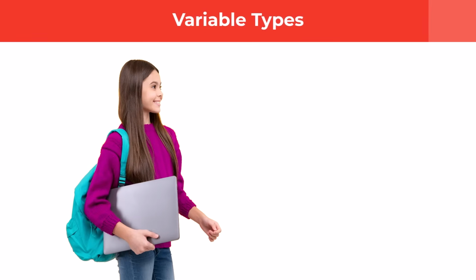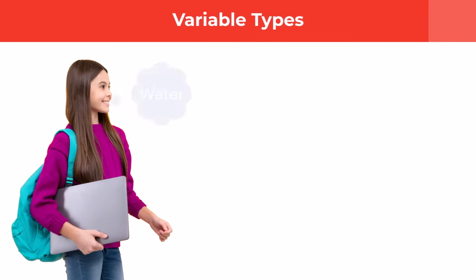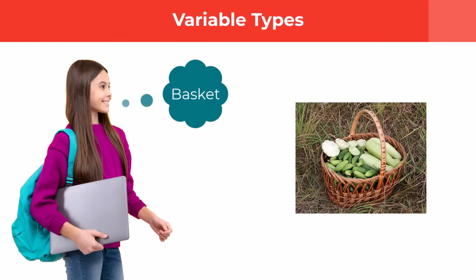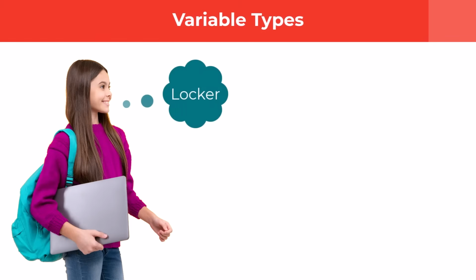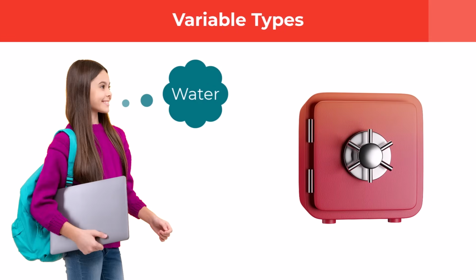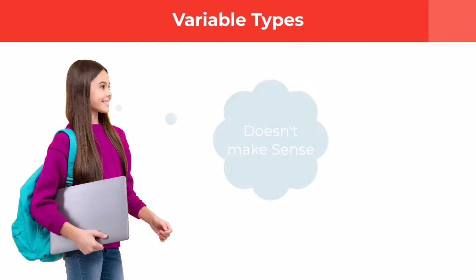In the previous video, we have learned about the basics of variables, how we can create and change the values of a variable. But did you notice from our examples that we need a specific type of container to store certain physical items? If you look at our examples, we need a glass or a bottle to store water. We need a basket to store vegetables. And we need a locker to keep cash. Can you even think of storing water in a locker or cash in a bottle? Probably not. This doesn't make sense.